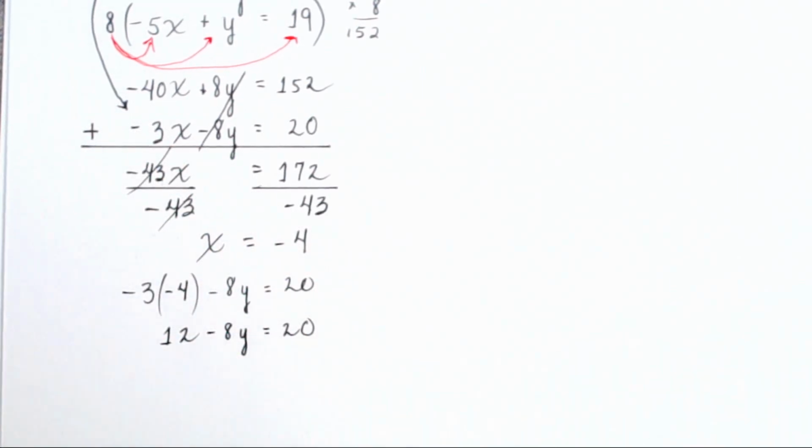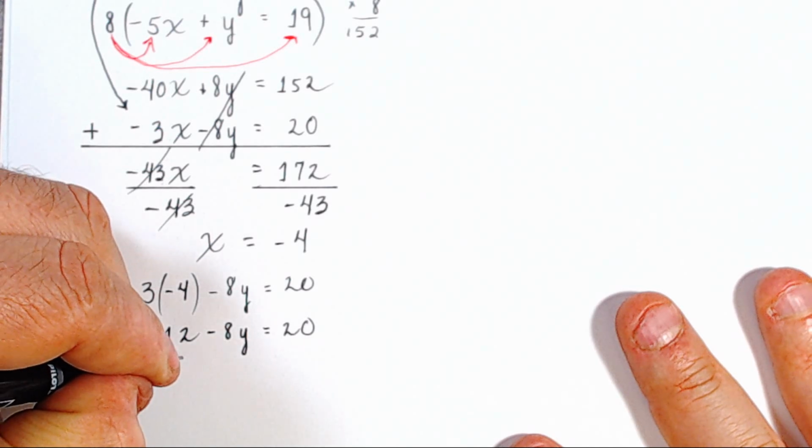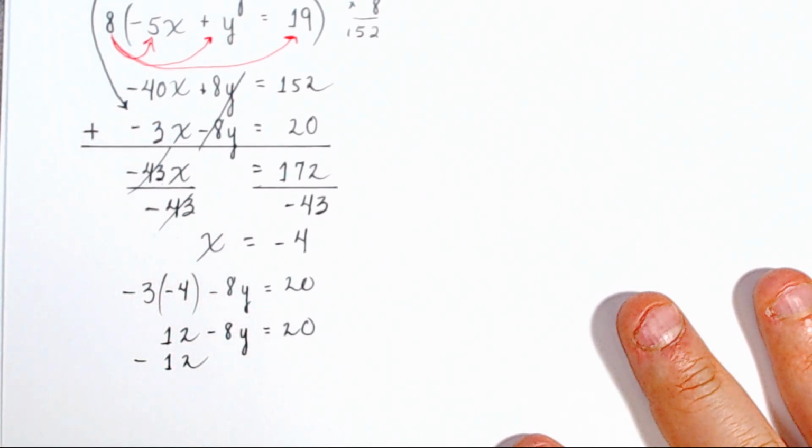What do I do now? I want to get y by itself. Subtract 12 from both sides. Wait, wouldn't you add those to subtraction?